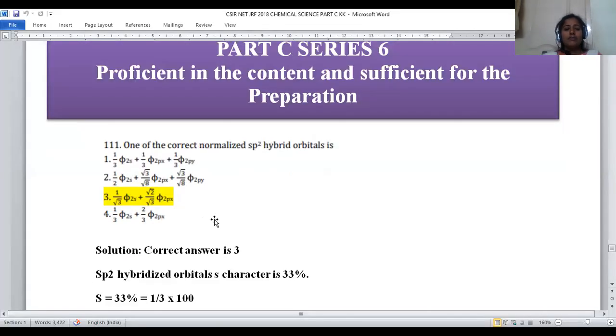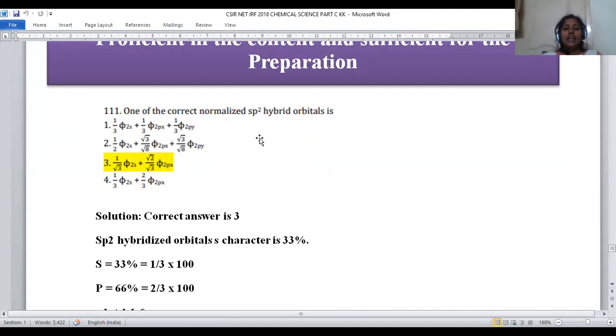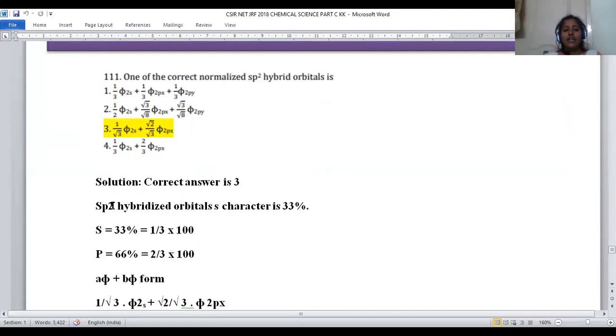So here is question number 111 in Part C chemical science. One of the correct normalized sp2 hybrid orbitals is asked. When sp2 hybrid orbital is considered, one s orbital and two p orbitals get combined in equal proportion, and three sp2 hybridized orbitals are formed. When 3 sp2 hybridized orbitals are generated, s orbital contribution will be 33%, p orbital contribution will be 66%.